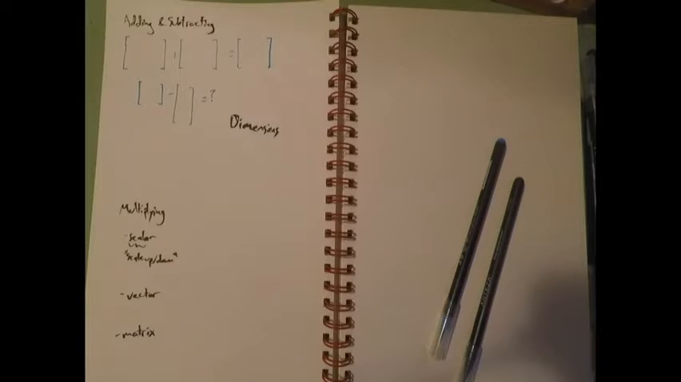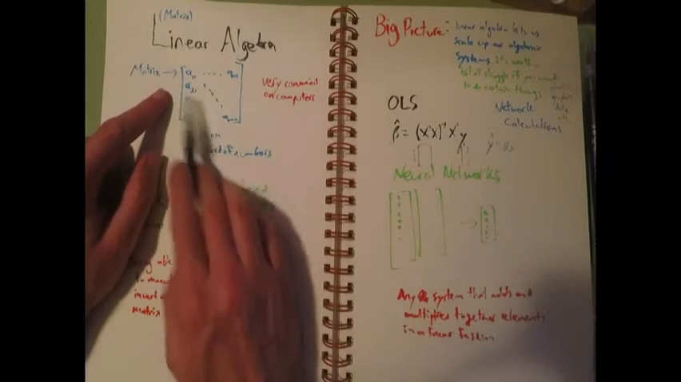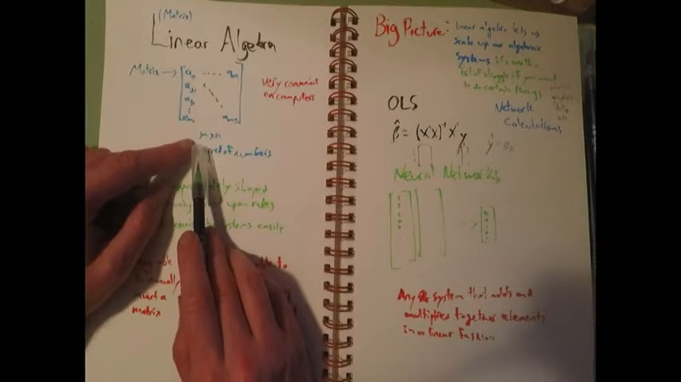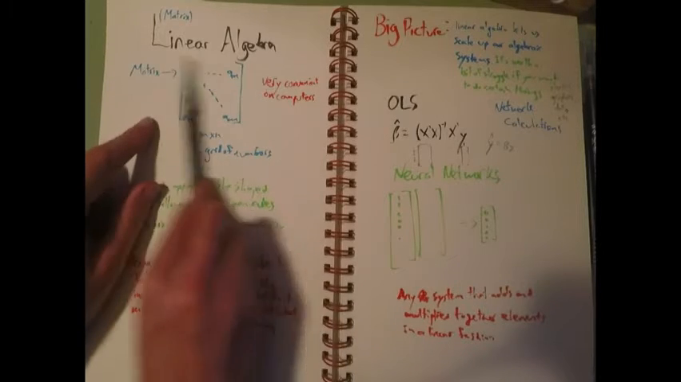Let's take a look at some of the basic things that we might do with matrices. So again, a matrix is just a grid of numbers, and I usually think of them as having m rows and n columns. Remember, it's always rows before columns.